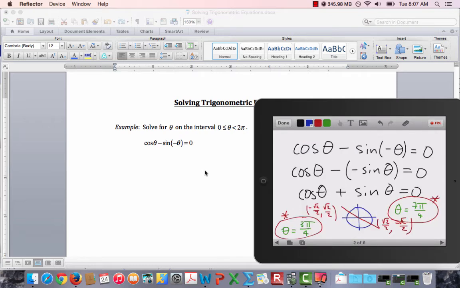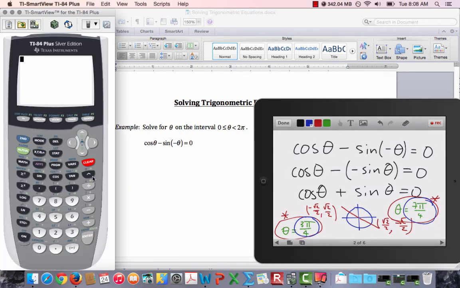Now you may notice that that's more angles than what we originally ended up with. We originally ended up with just 3 pi over 4 and 7 pi over 4. So we've got a little bit of a discrepancy that needs to be considered. So let's check our answers. Let's start off with the 3 pi over 4 and 7 pi over 4 answers.